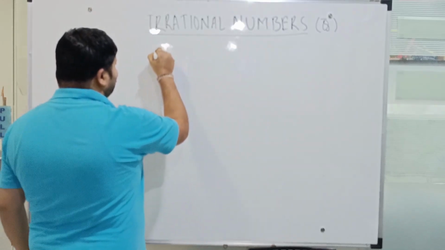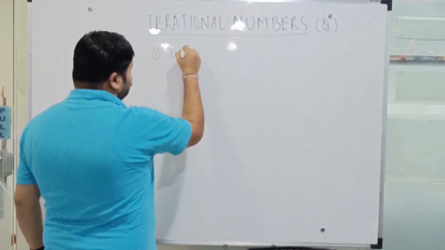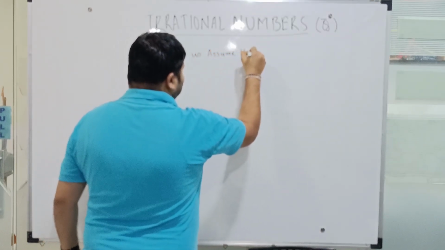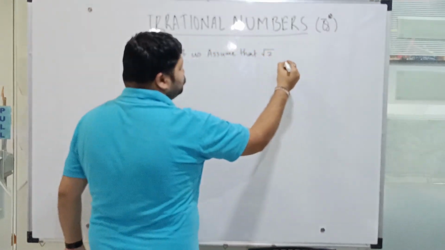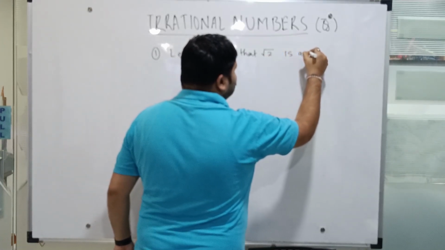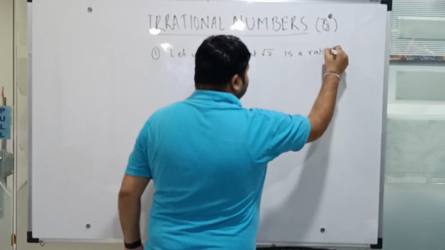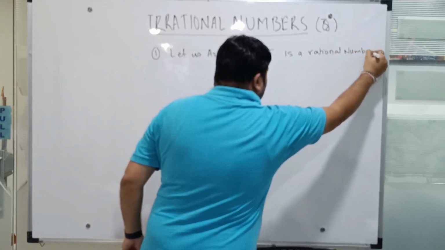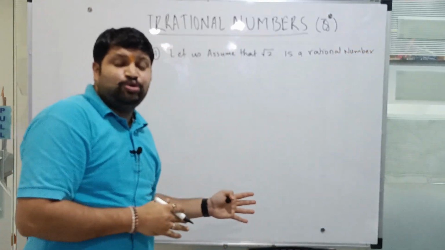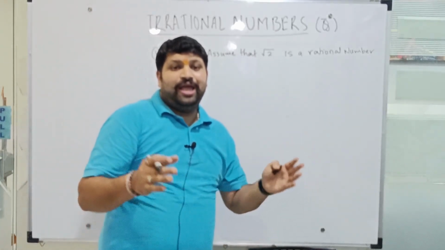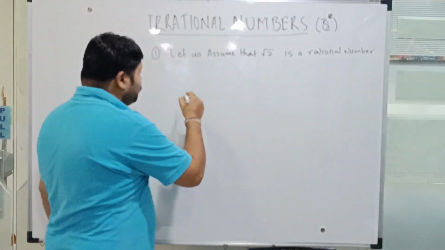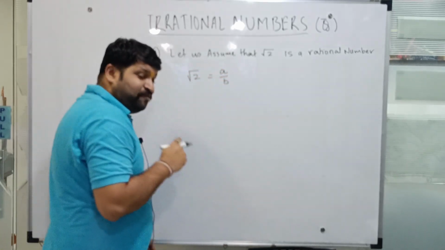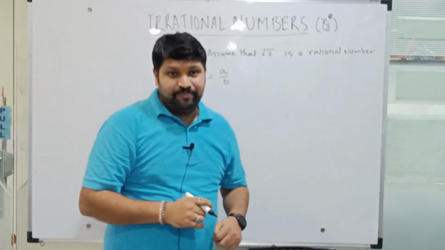The first statement that I write is, let us assume that root 2 is a rational number. Now, since I have assumed that root 2 is a rational number, I can say that root 2 is equal to a upon b, where a and b are co-prime.